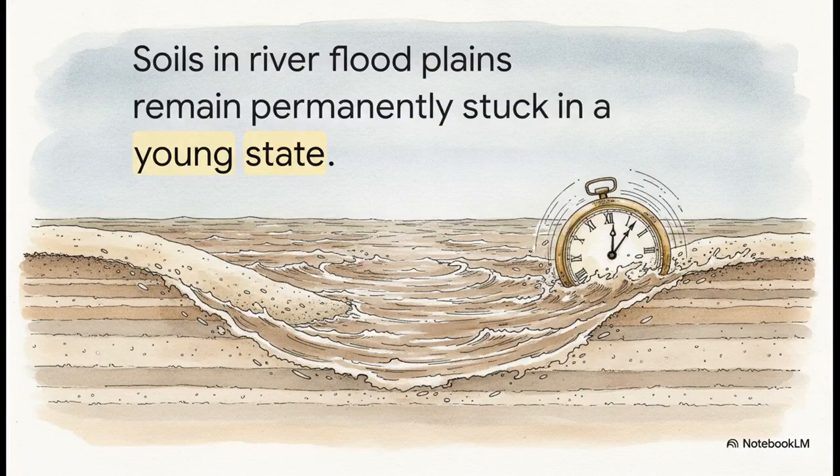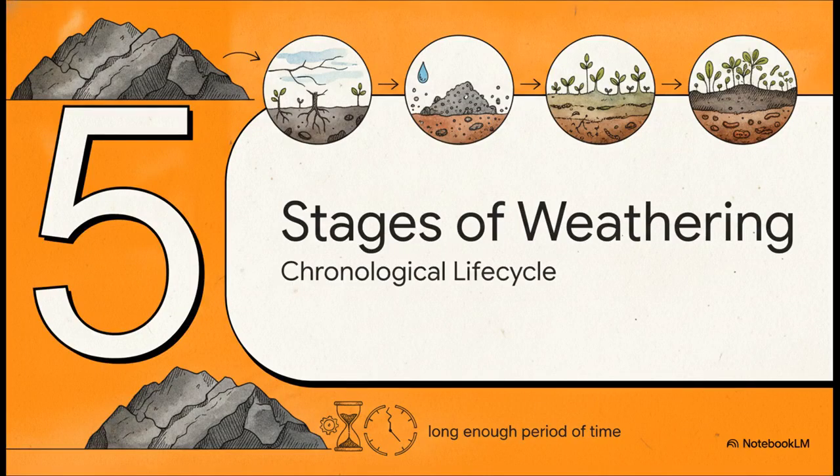Which brings us to the final passive factor, time. Time is absolutely crucial for a soil to develop distinct genetic horizons. But here's the catch. Time works differently depending on where the soil is located. Generally speaking, soils age much faster on flat to gently sloping uplands. Conversely, soils sitting in river floodplains remain permanently stuck in a young state. Why? Because the periodic flooding constantly erodes the old material and piles on brand new sediment, continually resetting the geological clock.